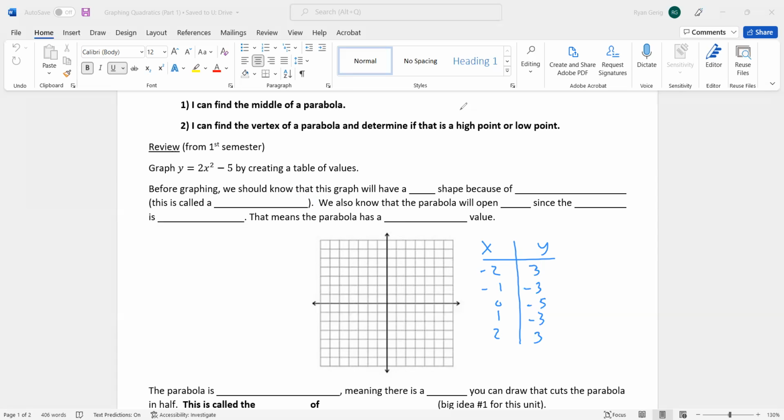And then I'm just going to transfer those over to the graph. Left 2 up 3. Left 1 down 3. 0 down 5. Right 1 down 3. Right 2 up 3. And then I connect them, and there's my U, like we were expecting.